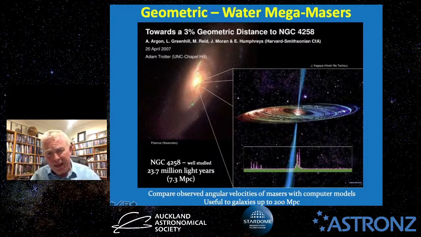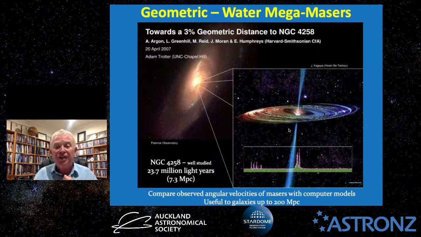They then compare that with computer models of the angles that should be going on if you're right up there next to the accretion disk, and they compare the two, and they use their trigonometry to work out with computers the distance to that. So that's actually a very powerful method. It might sound a bit vague, but it's actually a very accurate and powerful method.